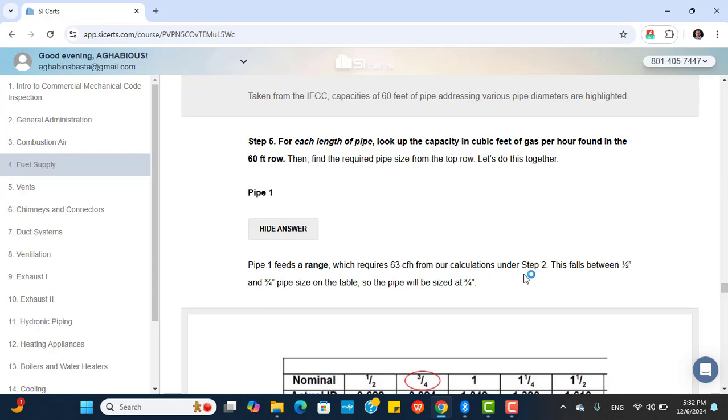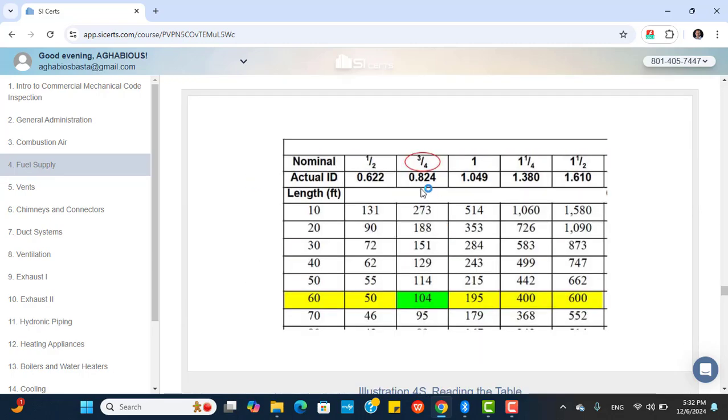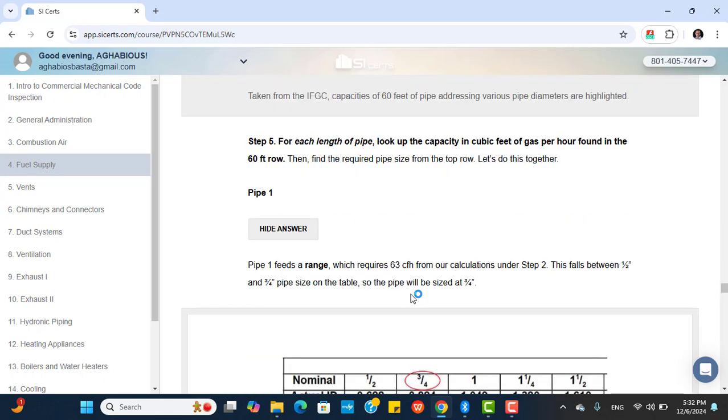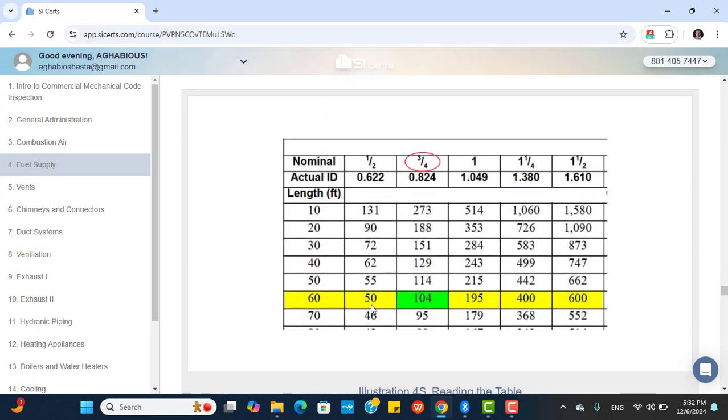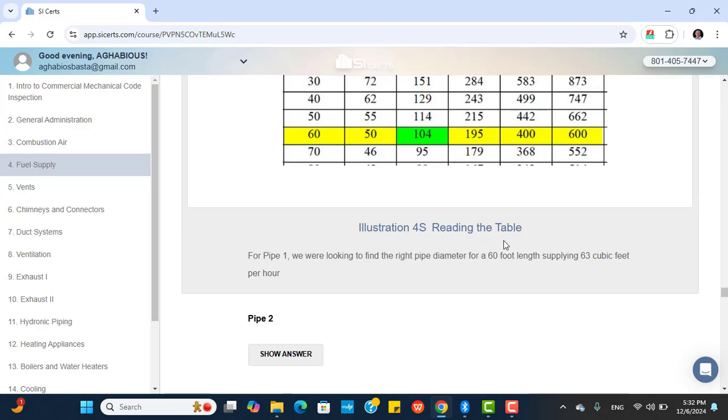For our calculation under step 2, this falls between 1/2 and 3/4 pipe size on the table, so the pipe will be sized 3/4. As we see here, the range is 63, between 50 and 104, so the pipe size will be between 1/2 and 3/4, and we'll take the higher one, this 3/4. Illustration for us, reading the table for pipe 1, we are looking to find the right pipe diameter for 60 foot length supplying 63 cubic feet per hour.